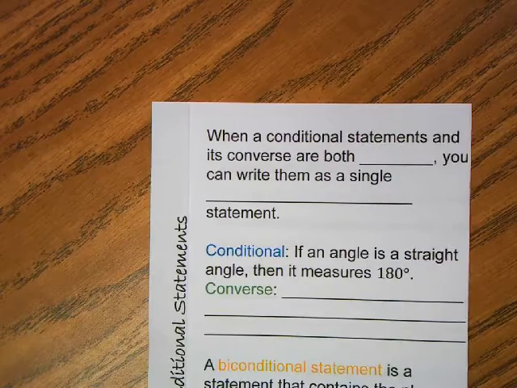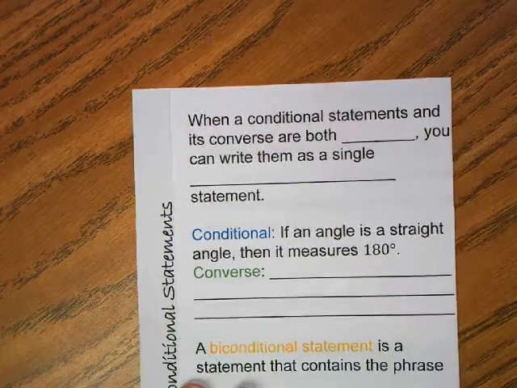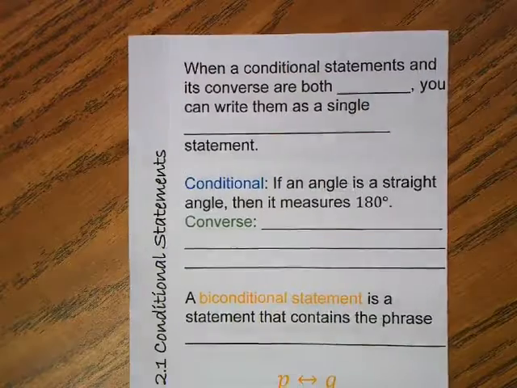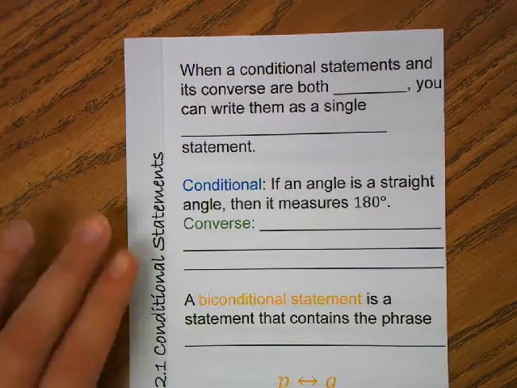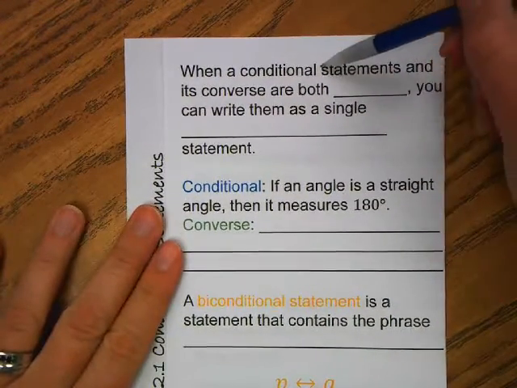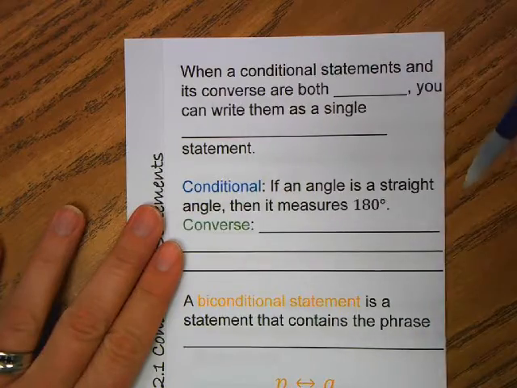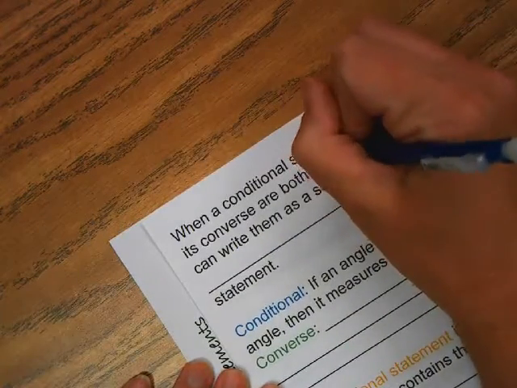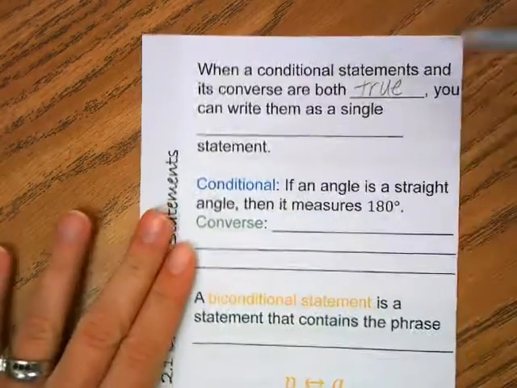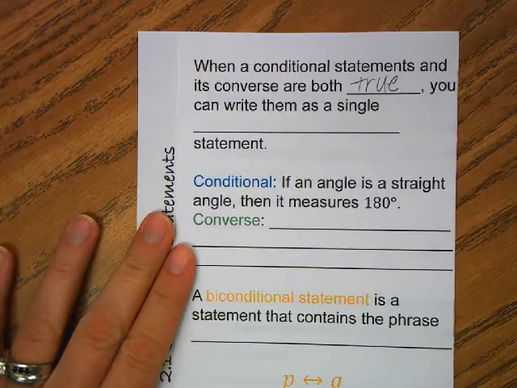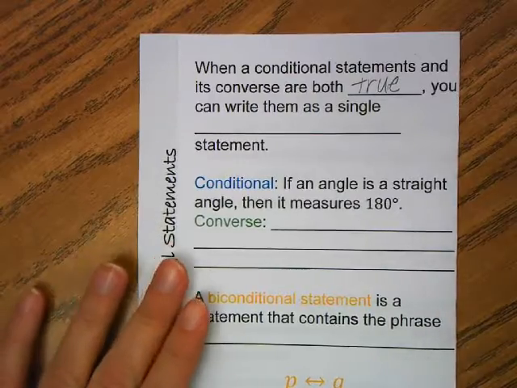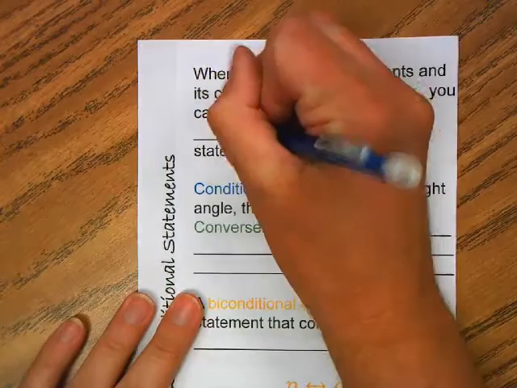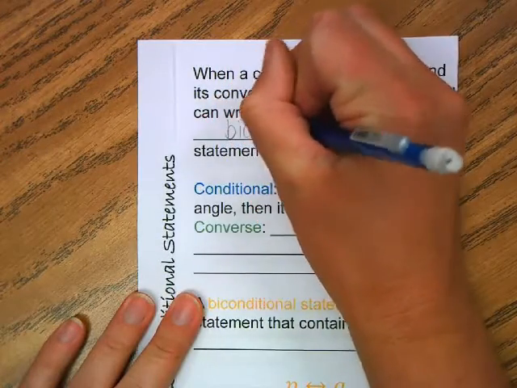All right, so this is the last type of statement that we are going to talk about in this section. And it can only be written when the conditional and its converse are both true. And if the conditional and its converse are both true, you're going to be able to write them as a single biconditional statement.